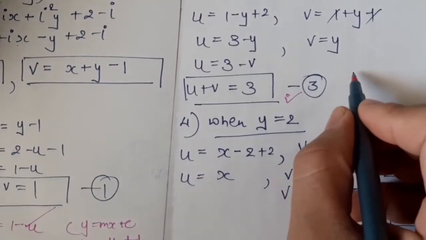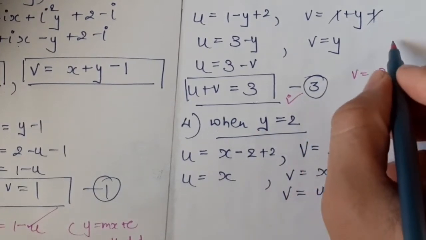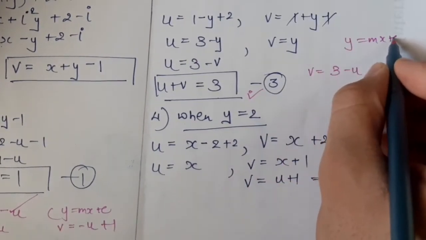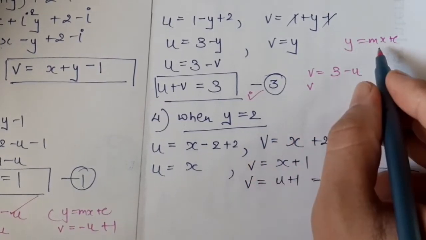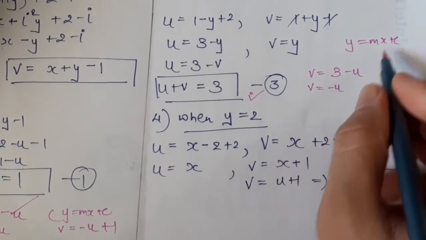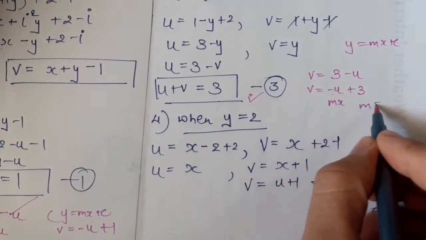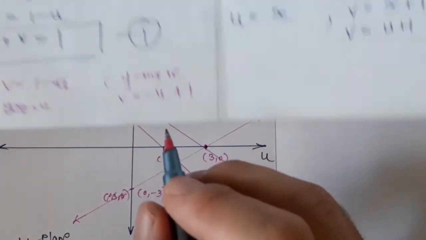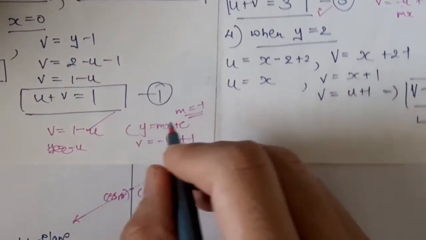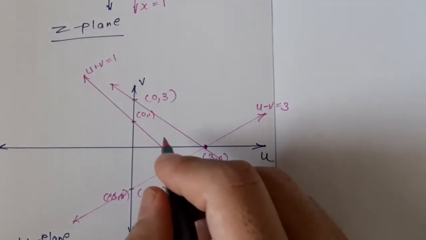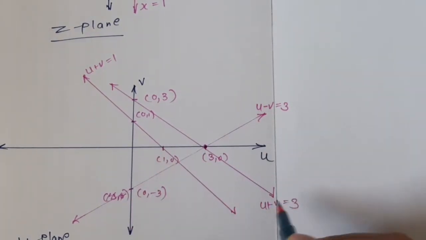For the line u plus v equals 3, v equals 3 minus u. Comparing this equation with y equals mx plus c, where m is the slope, y is v, mx is minus u, and c is 3. So again the slope is m equals minus 1. So both lines are parallel to each other. In this drawing it is not parallel, but actually the lines u plus v equals 1 and u plus v equals 3 are parallel.